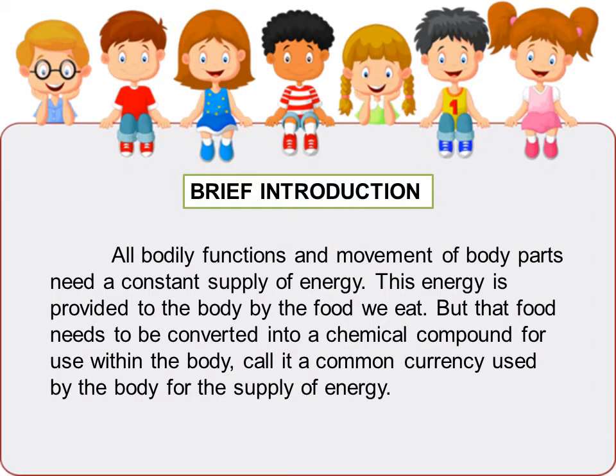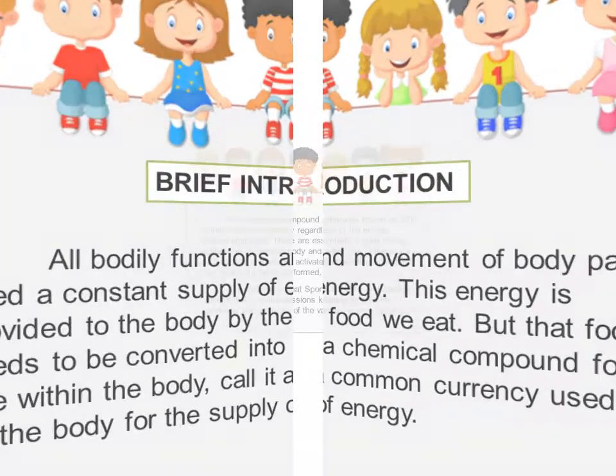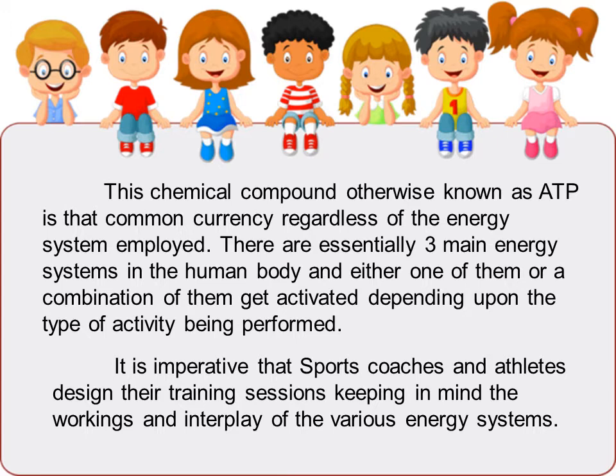Brief introduction. All bodily functions and movement of body parts need a constant supply of energy. This energy is provided to the body by the food we eat. But that food needs to be converted into a chemical compound for use within the body. Call it a common currency used by the body for the supply of energy. This chemical compound, otherwise known as ATP, is that common currency regardless of the energy systems employed.